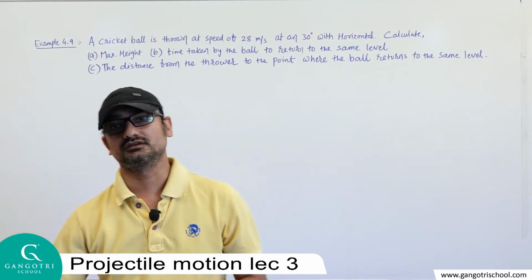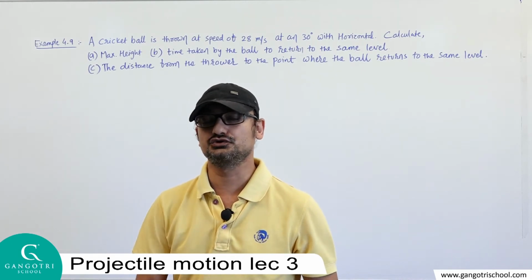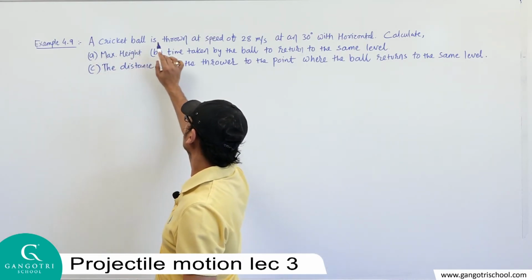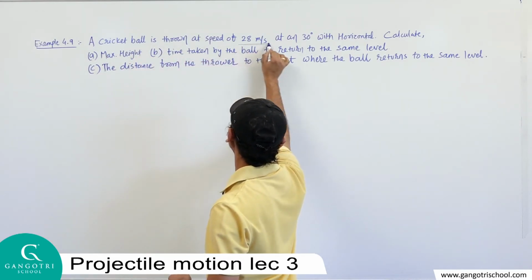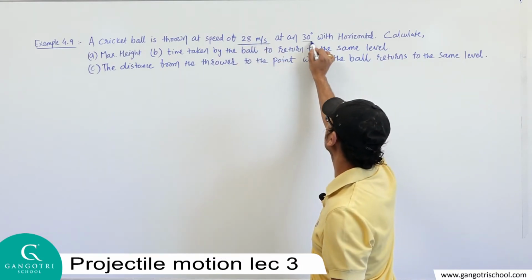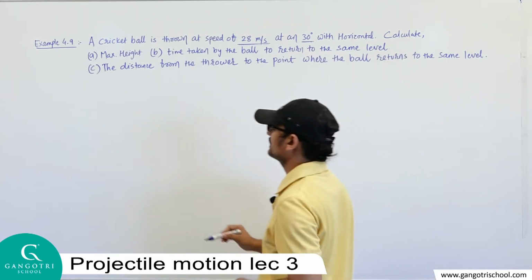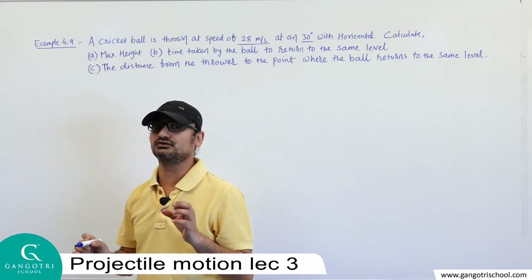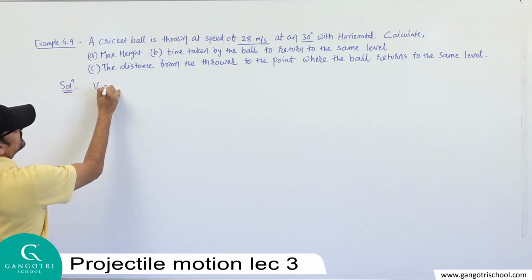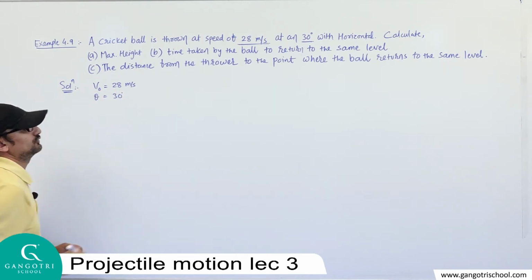Okay, so this is illustration number 9 related to projectile motion, the last illustration present in the textbook. The question is: a cricket ball is thrown with a speed of 28 meter per second, so we have initial velocity 28 meter per second, at an angle of 30 degree with the horizontal. The angle of projection is also given. Calculate, first, the maximum height. Remember we have two pieces of information. Look at the solution: initial velocity 28 meter per second, as well as angle of projection 30 degree.